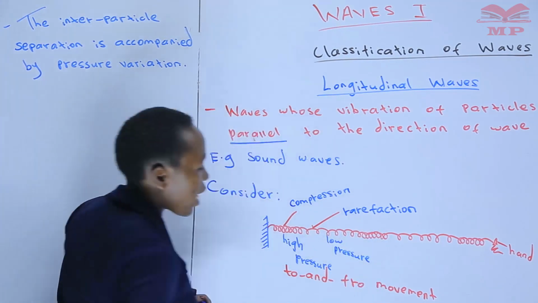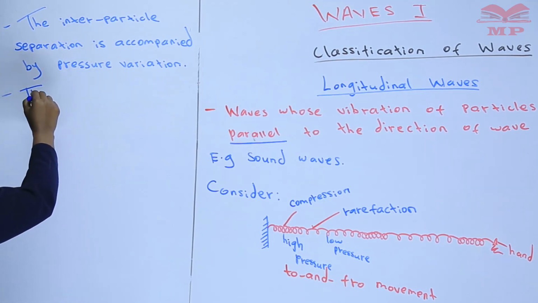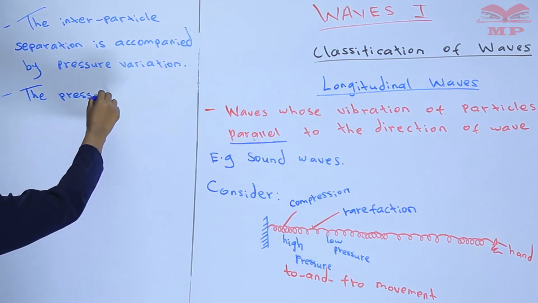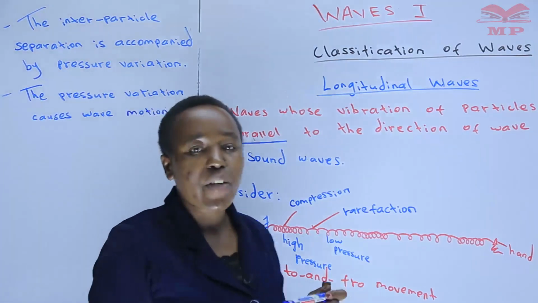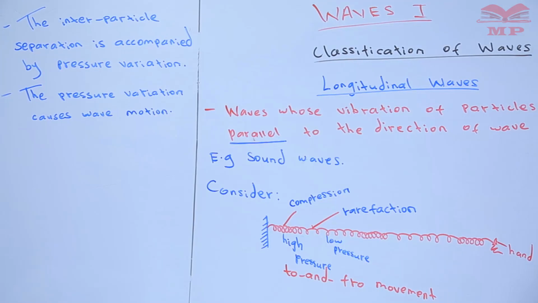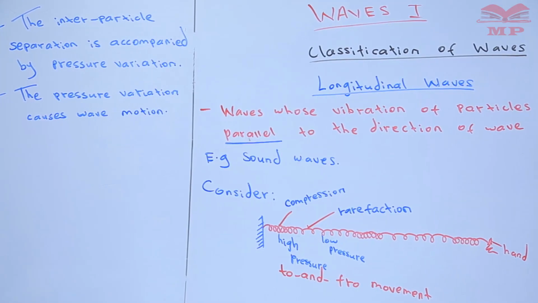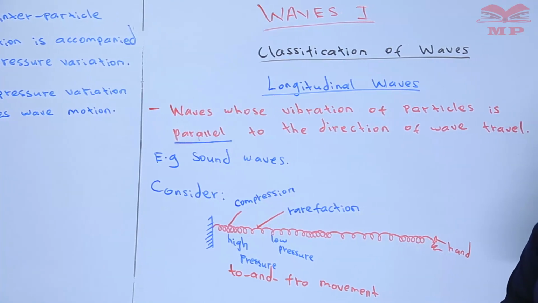And it is as a result of the pressure variation that the wave is able to move. So we can say that the pressure variation causes the wave motion. It is as a result of the pressure difference between these two sections that the wave is able to move. Because we are also saying that movement is as a result of pressure difference.